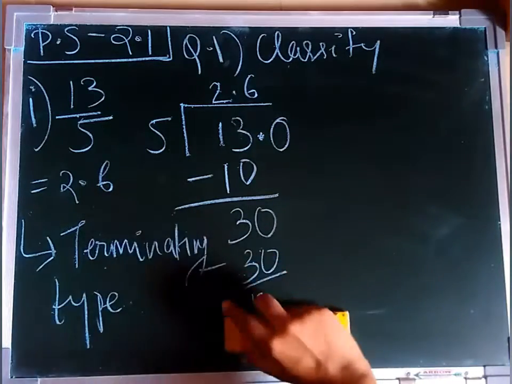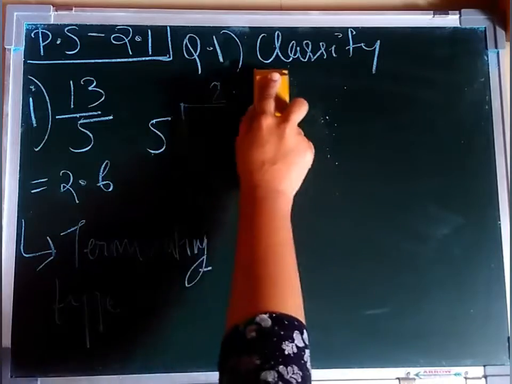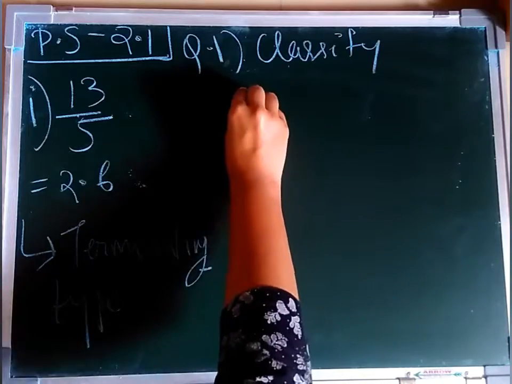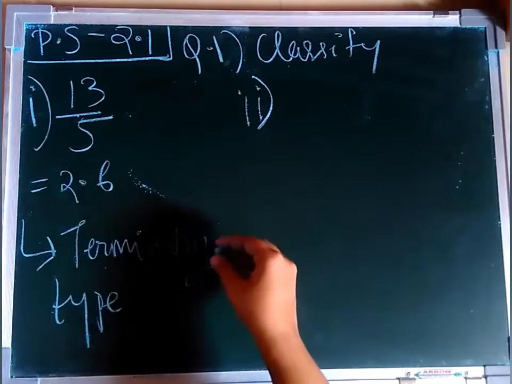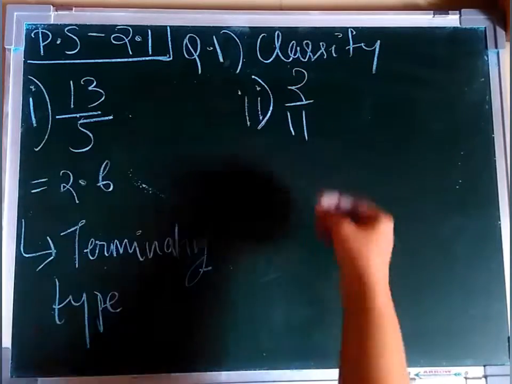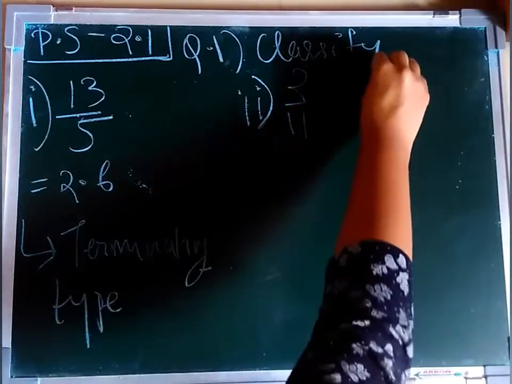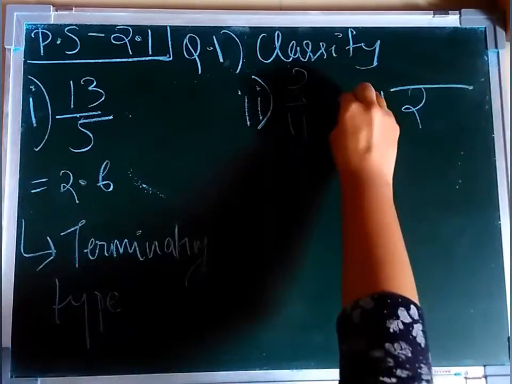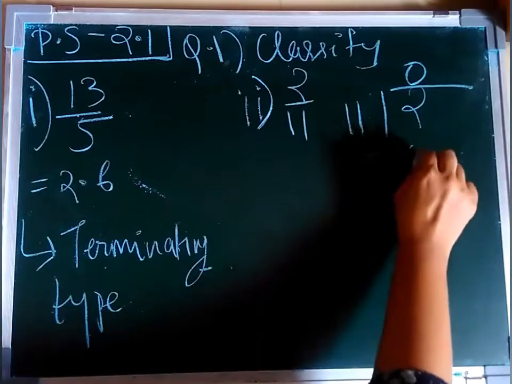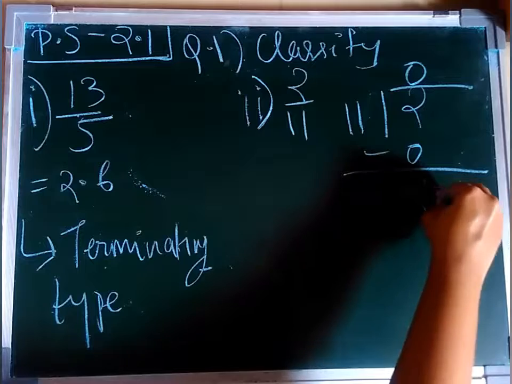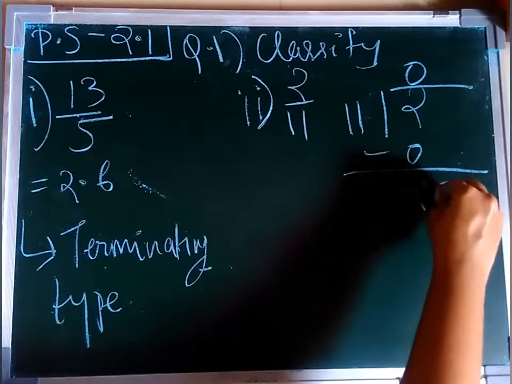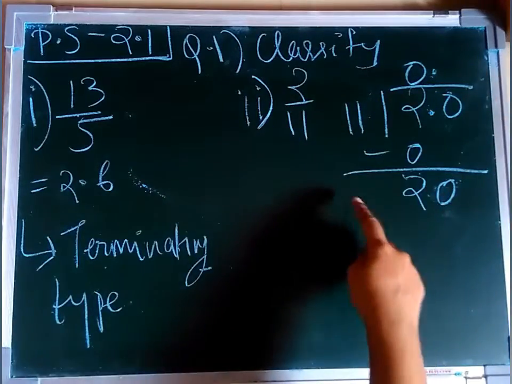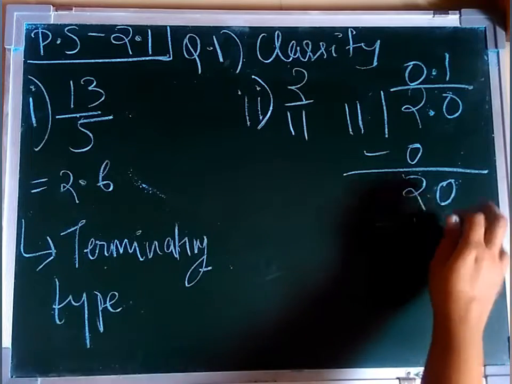Okay, the next sub question is 2 by 11. Here also I have to follow the division method. I have to divide 2 by 11. First, 11 zeros are 0, 2 remainder. The decimal point is introduced and then this 0 is used here. So 11 ones are 11.